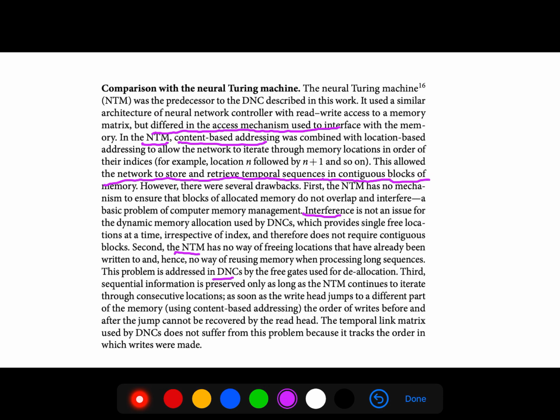Third, sequential information is preserved only as long as the NTM continues to iterate through consecutive locations. As soon as the write head jumps to a different part of the memory, the order of writes before and after the jump cannot be recovered by the read head. The temporal link matrix used by the DNC does not suffer from this problem because it tracks the order in which writes were made.